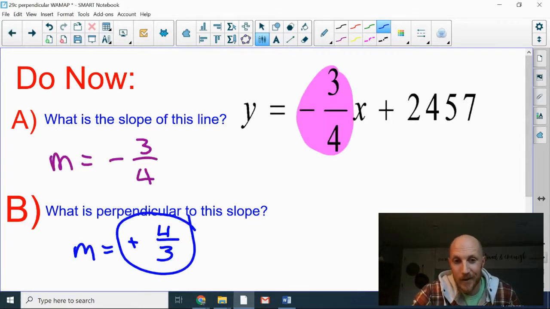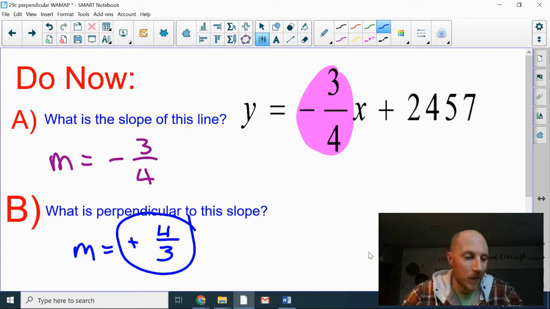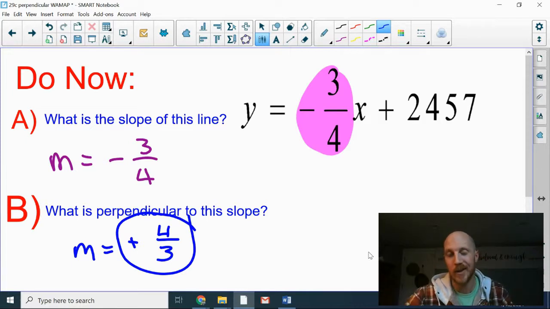Welcome back. All right. It turns out that 2,457 was not even used in this problem at all. It wasn't nearly as hard as what I was thinking it would be. So negative 3/4, that's our slope for question A. And to make it perpendicular, we have to trade the rise and run around and switch the sign from negative to positive. So positive 4/3.